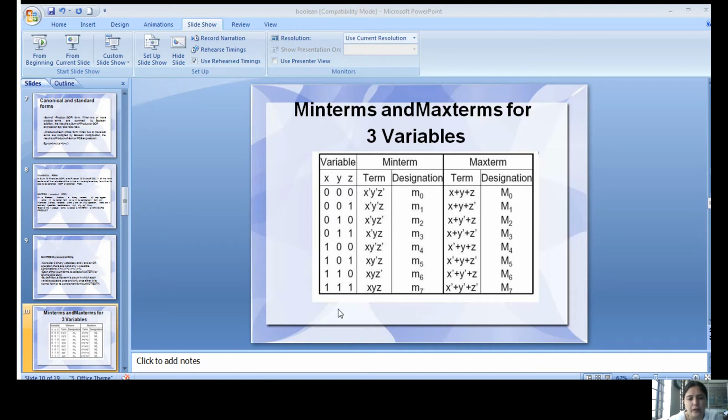So you need to remember, if I tell decimal 0, you should be able to write it as 0, 0, 0. If I tell 5, it is 1, 0, 1 for 3 variables. If it is 7, it is 1, 1, 1. So you need to remember this table. And if it is in min term, you should be able to write, if it is 0, 0, 0, it is x bar, y bar, z bar. If it is max term, it is x plus y plus z.